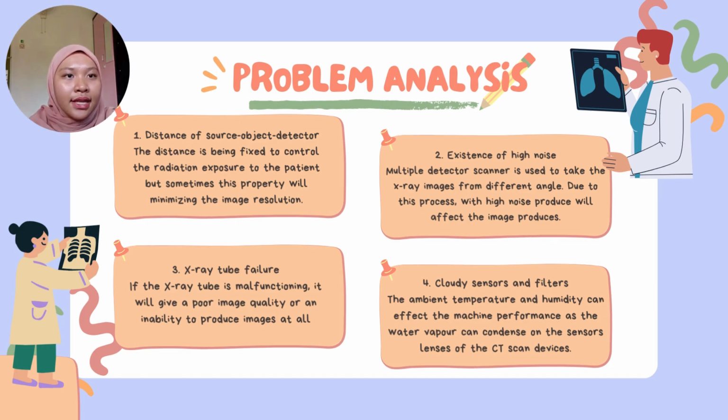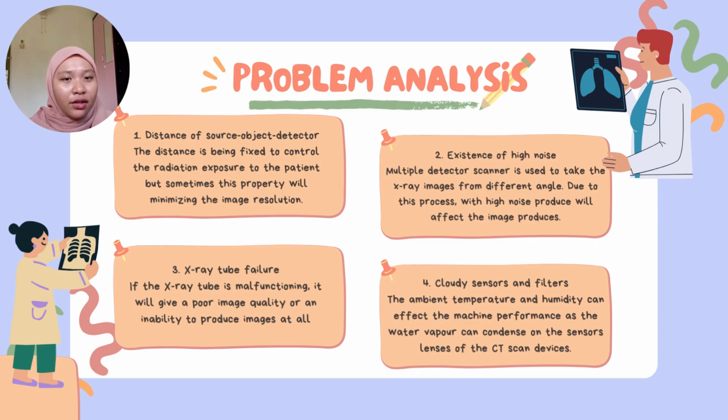The last one is cloudy sensors and filters. Ambient temperature and humidity can affect the performance of our machine. This is especially important in a humid environment, where water vapor can condense on the sensors and the lenses of the machines. To avoid this, we need to make sure the machine is placed in a room with a temperature of 22 degrees Celsius, and we also need to maintain that temperature, because if the temperature drops or increases, water vapor will condense on the lens of the machine.